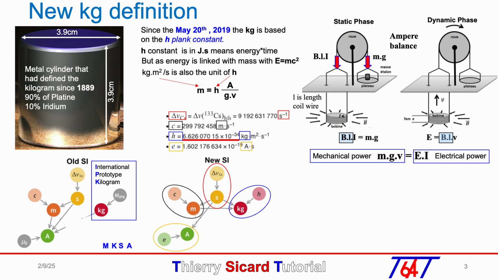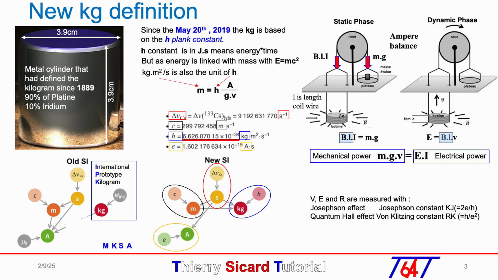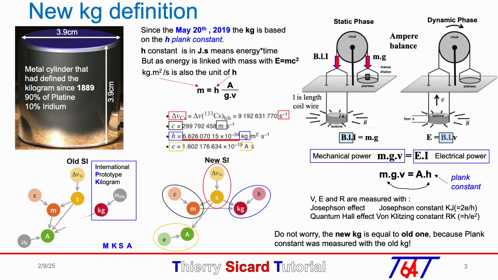The different parameters V, E, and R were measured with the Josephson effect Kj equals 2e over h and the quantum Hall effect Rk equals h over e squared. From these 2 measures, static and dynamic phases, we got the link between the mass m and the H Planck constant. Do not worry, the new kilogram is equal to the old one, because the H Planck constant was measured with the old kilogram.